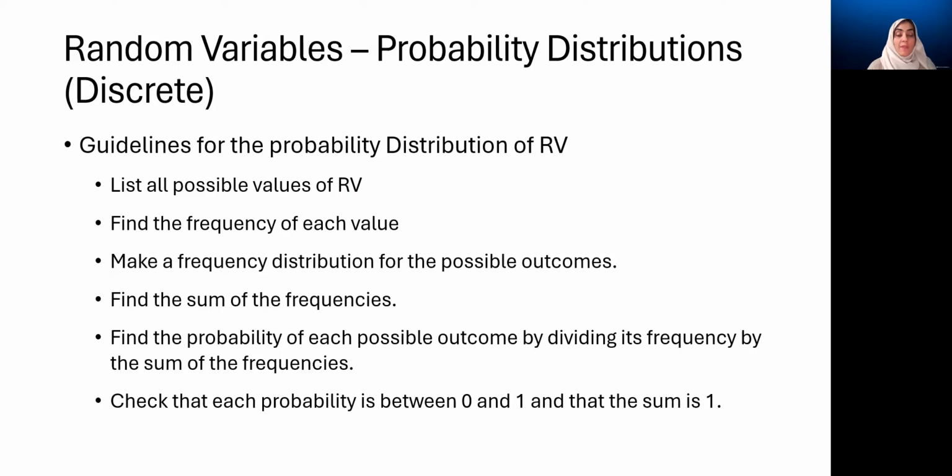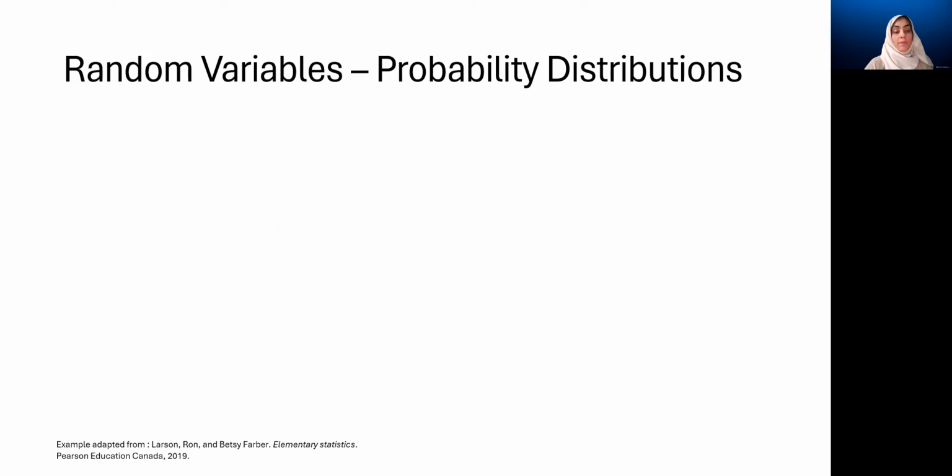We list all the possible values of RV. We find the frequency of each value, make a frequency distribution table for the possible outcomes, find the sum of the frequencies, and then we find the probabilities of each possible outcome by dividing its frequency by the sum of frequencies, which is equivalent to taking the relative frequencies. And finally, check that each probability is between 0 and 1 and that the sum is 1.